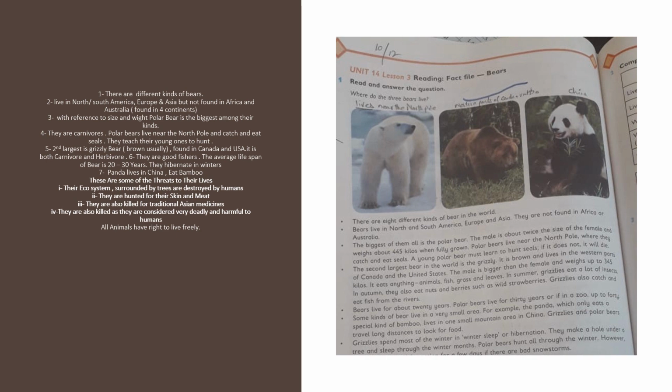So how many kinds of bears are there? Yes, 8. Where do they live? They live in North and South America, Europe and Asia, but they are not found. Where are they not found? Yes, perfect. Okay.